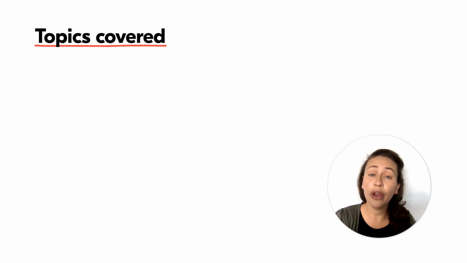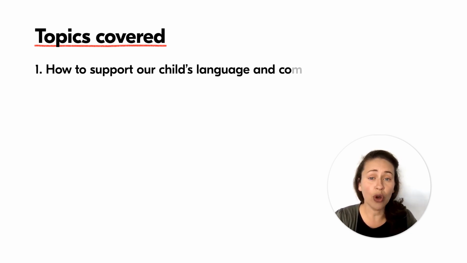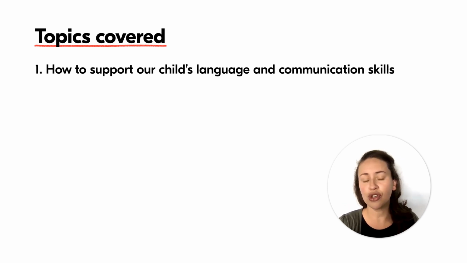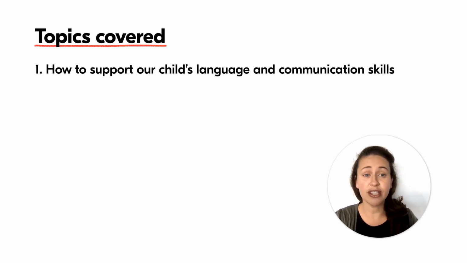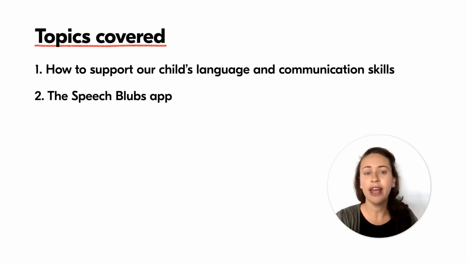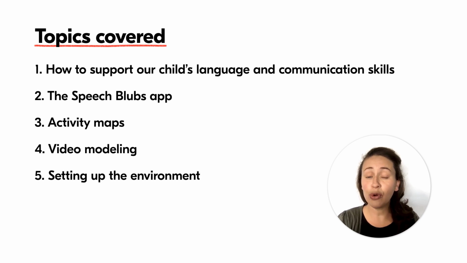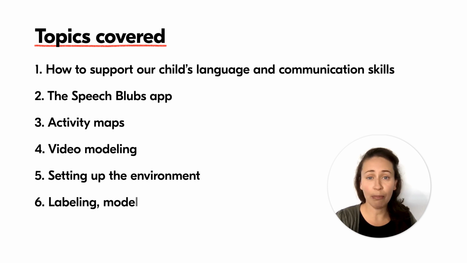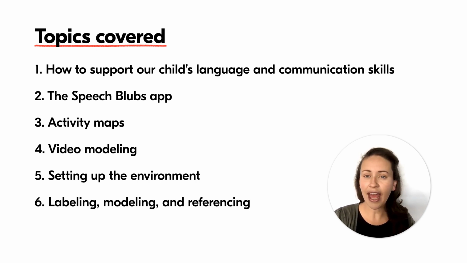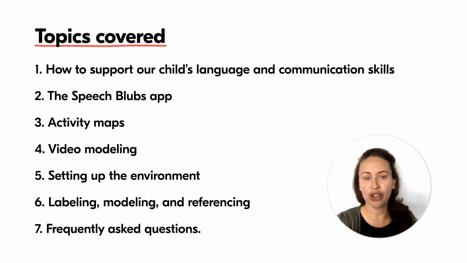In this video, we are going to talk about the following: when we should jump into action and what we can do to support our child's language and communication skills. We're going to speak about the Speech Blubs app, activity maps that you can go and implement with your child at home, video modeling, setting up the environment to support your child's interaction and communication, labeling, modeling, and referencing, and then some frequently asked questions.